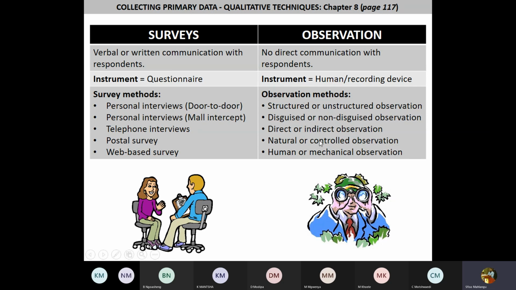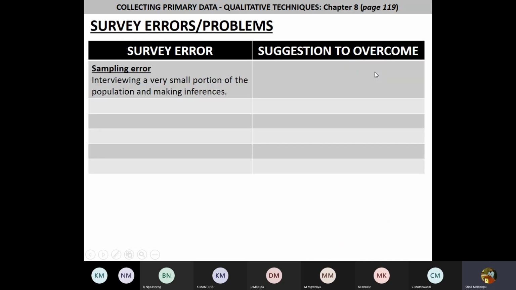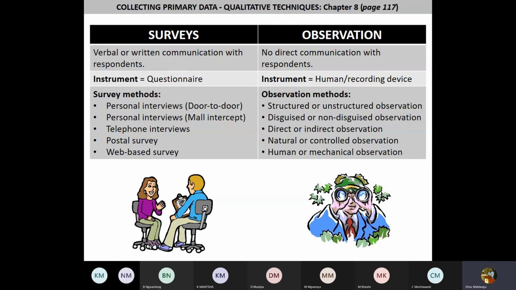We're gonna look into this one in detail just now. Let's quickly go there. We're gonna look into this one in detail. I think they are in the later stage of the chapter. So let's finish with the survey methods.